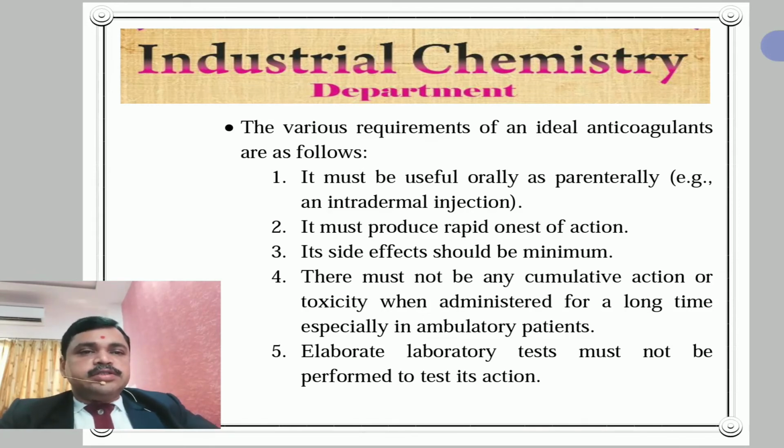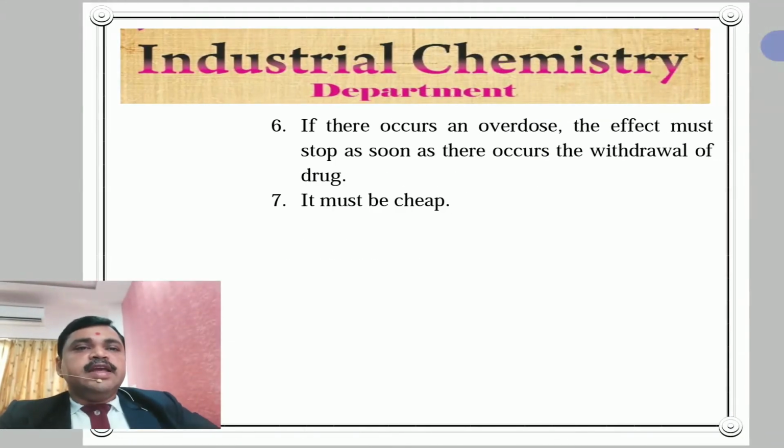Number 4, there must not be any cumulative action or toxicity when administered for a long time, especially in ambulatory patients. In these patients, treatment is for a long time, so there must be no cumulative action or toxicity when it is used for a long time. Number 5, elaborate laboratory tests must not be needed to test its action. Number 6, if there is an overdose, which is also very important, the effect must stop as soon as the drug is withdrawn. And last, it must be cheap.